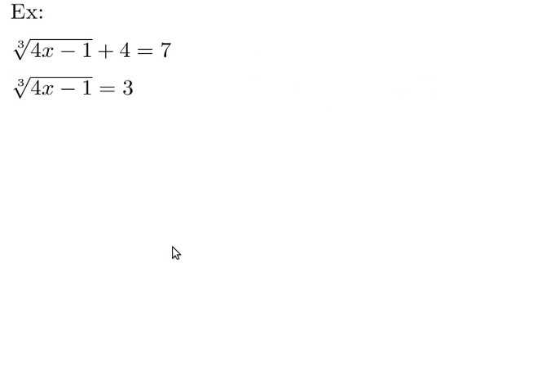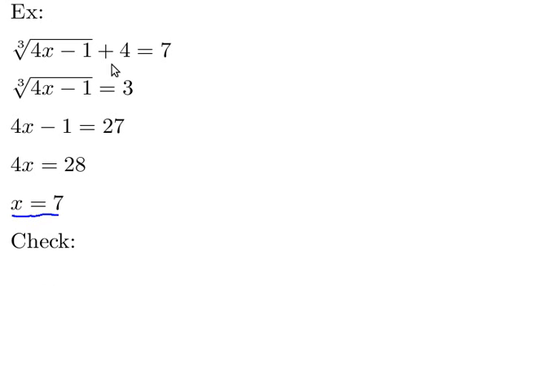So let's go ahead and clear that away. And on the next line, we'll have that 4x minus 1 equals 3 cubed, which will be 3 times 3 is 9, 9 times 3 is 27. So we have 4x minus 1 equals 27. So let's go ahead and add 1 to both sides. So we'll have 4x equals 28. Sorry to say 29, but it's 28. Now we divide both sides by 4, and we'll get that x equals 7. Now let's check. Does 7 work? Well, let's put it in and see.